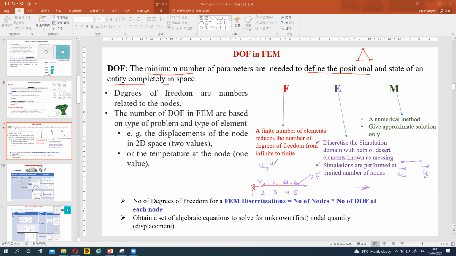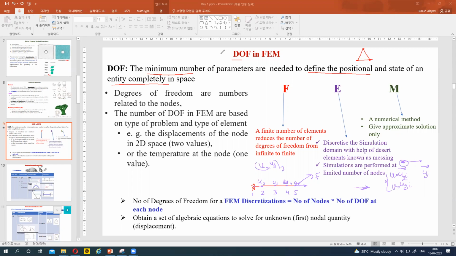ux, uy at one node. Actually, this is fixed, so ux, uy are 0 there, and then ux, uy at the second node, ux, uy at the third node, and ux, uy at the fourth node, like that. At each node we have uxi and uyi. Generally ux means u, the horizontal displacement, and uy means v, the vertical displacement. So at each node we have to find 2 variables. It consists of 2 degrees of freedom at each node.